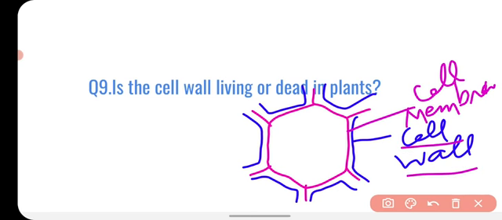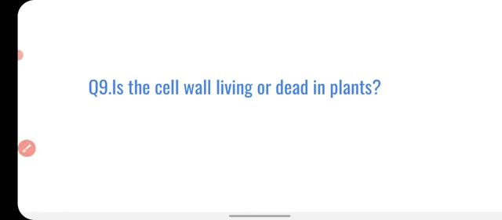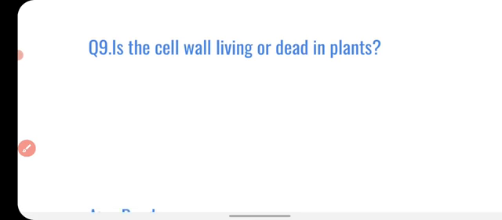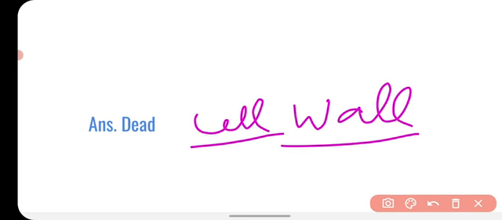That cell wall is dead or living? You have to write whether the cell wall is living or dead. Do you know? So the answer is, this is dead. Yes, the cell wall of the plant cell is dead. It is not considered living, it is dead.